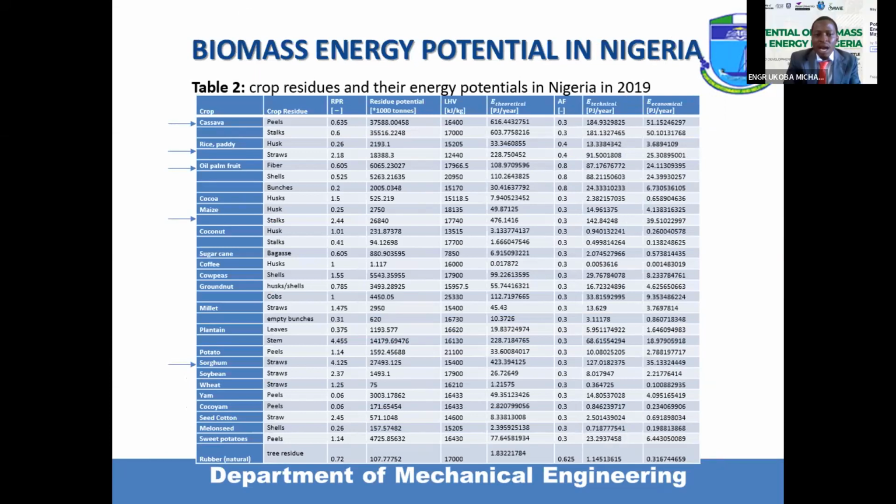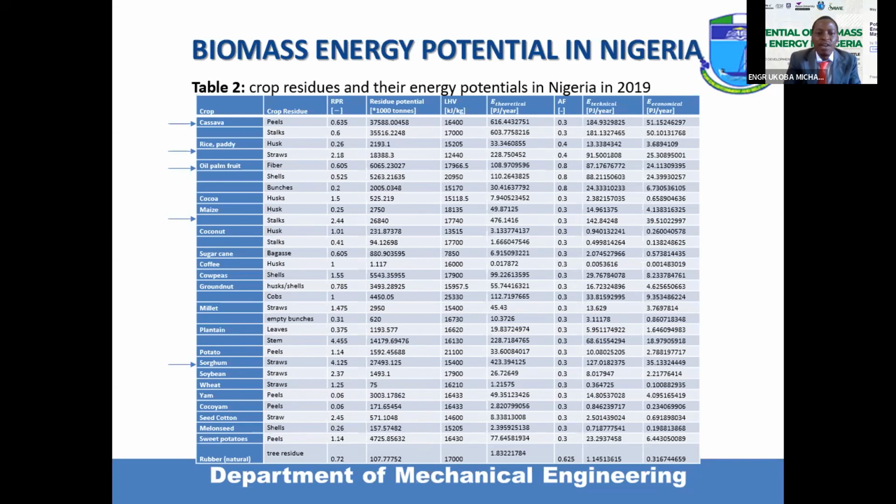Analysis was carried out and we discovered that the crop residue potential in Nigeria, based on the resources available, can be obtained as this. We have theoretical energy potential, economic and technical energy potential. Oil palm tree, maize, as well as sorghum, which is also called guinea corn, stand out in Nigeria. These 5 major crops are very vital crops that have high energy potential, and the residues can be used for power generation in Nigeria.